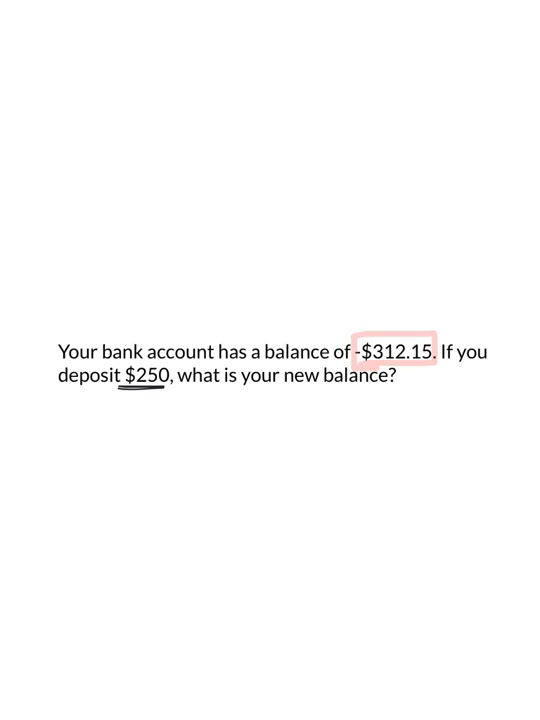Okay, so if your bank account has a balance of negative $312.15 and you deposit $250, that means I'm adding $250 to it. So we're going to use the same principles we learned with subtracting and adding and apply them to these word problems. So here you have a positive and a negative. So I know I'm going to subtract the two. So I get 312.15 minus 250.